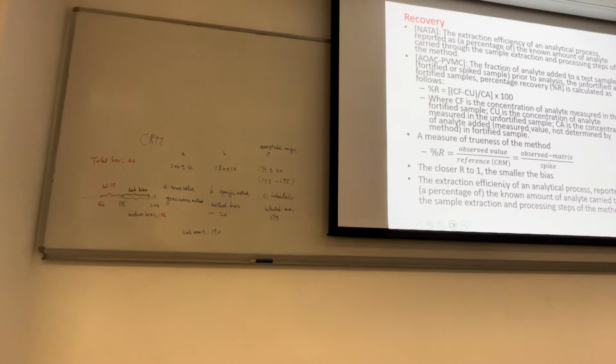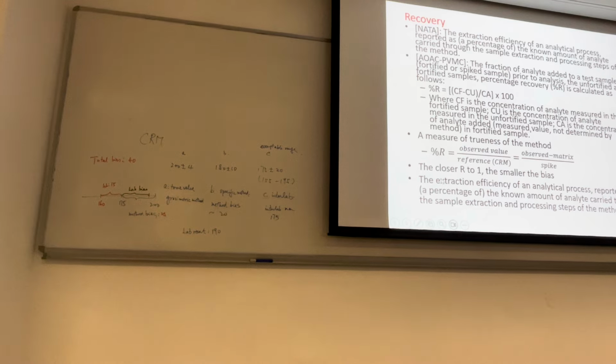For CRM, when we want to assess the trueness, recovery will be your observed value over the certified value, and that will give you the percentage recovery. Or basically, simplify this equation: observed minus the matrix over the amount of spike. The closer it is to 1, the smaller the bias. That means the recovery is approaching 100%, okay? It gives you the extraction efficiency.